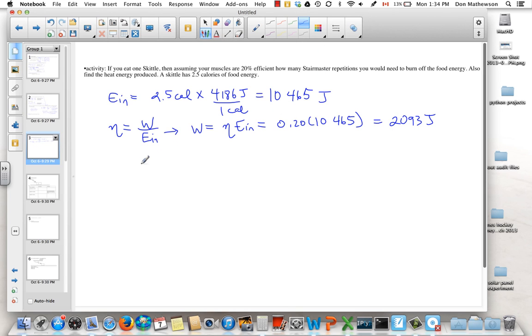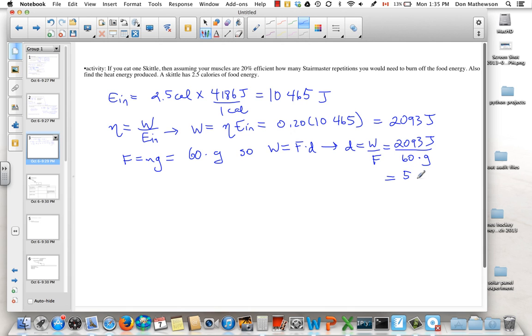Now with the Stairmaster, this work is potential energy, or you could say that the force is going to be your weight. And for a 60 kilogram person, that'll be 60 times g. Now, of course, the work is the force times the displacement. So the displacement will be the work required over the force exerted. So you need to do 2,093 joules of work lifting a 60 kilogram person, or a 60 times g. So putting in 9.8 newtons for g, you find that you're going to have to move 3.56 meters.